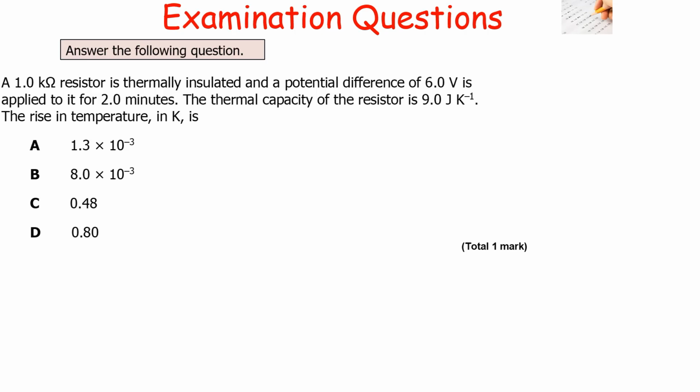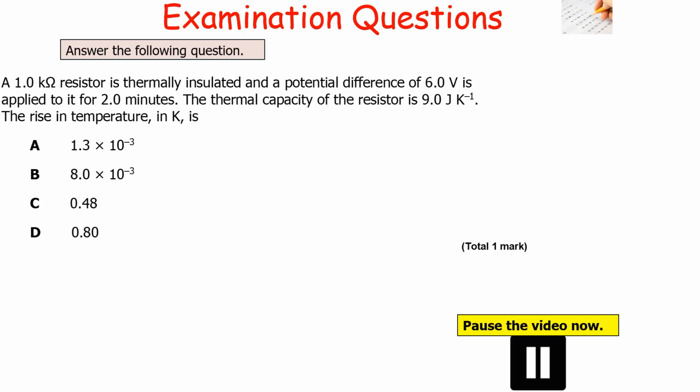The next question says, a 1 kilo ohm resistor is thermally insulated and a potential difference of 6 volts is applied to it for 2 minutes. The thermal capacity of the resistor is 9 joules per coulomb. The rise in the temperature in Kelvin is what? So pause the video now, then unpause the video when you want to go through your answer.